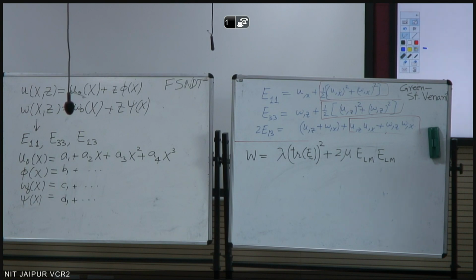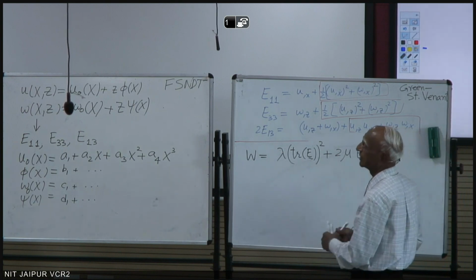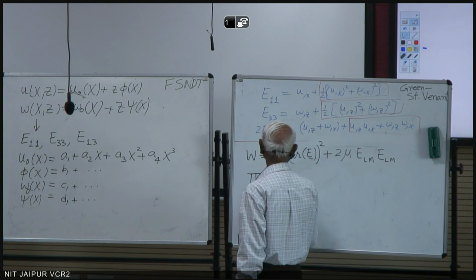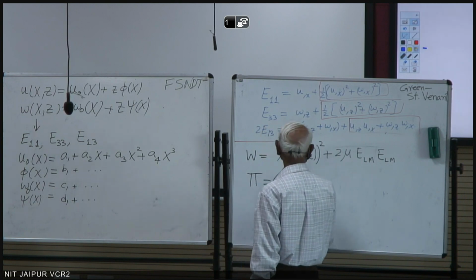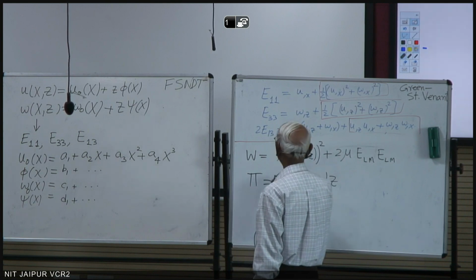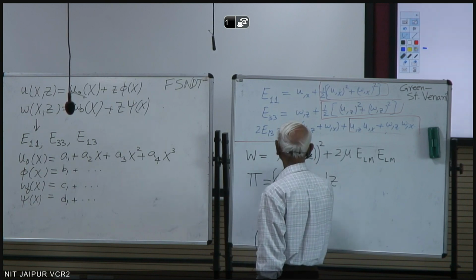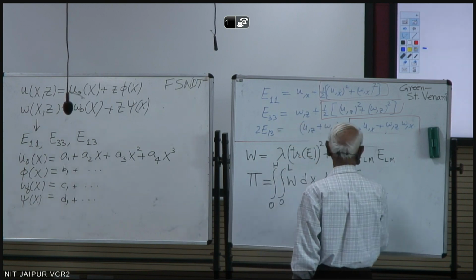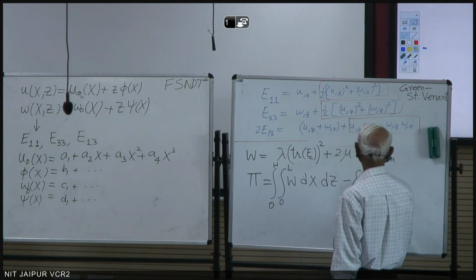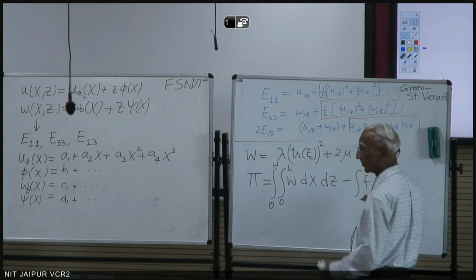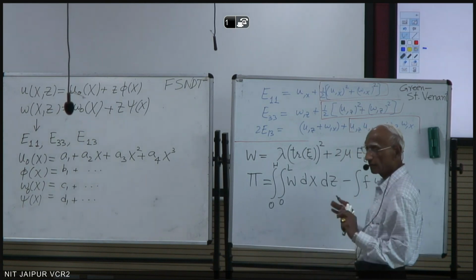Now you know where we are headed. So now you find the potential energy. If we integrate this with respect to dx and dz, it's 0 to L, 0 to H, and minus F times the W, not delta W, because I'm not taking the variation, I'm finding the potential energy.